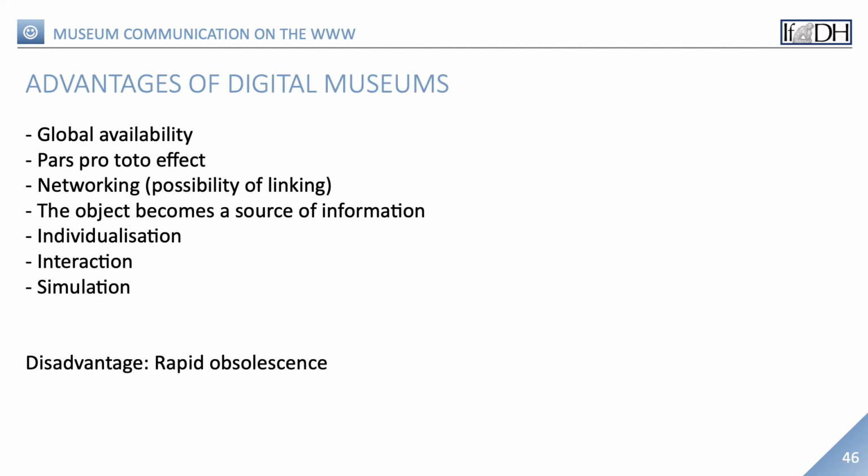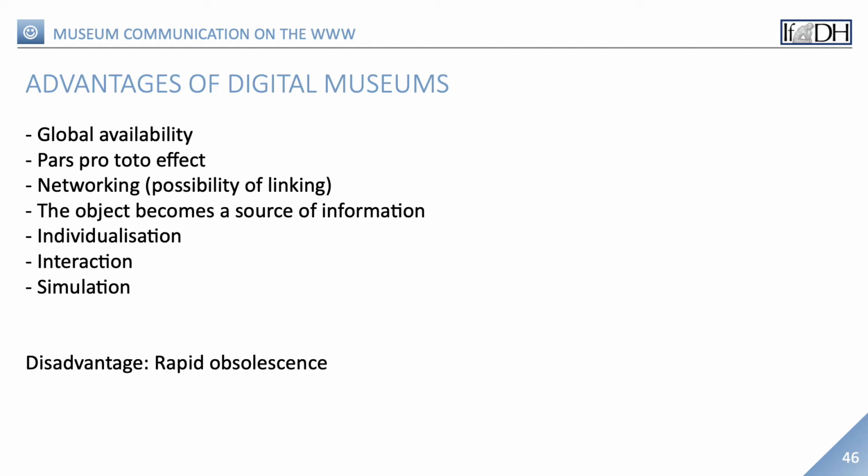One advantage of digital museums is their global availability. There is a so-called pars pro toto effect, that is, a section that one digitizes from the collection can be representative of the entire museum. It is not uncommon for particularly modern rooms or rooms with a particularly high number of visitors to be presented in this way. Due to the possibility of linking, digital museums have a high degree of interconnectedness and allow cross-references that are difficult to implement in physical museums.